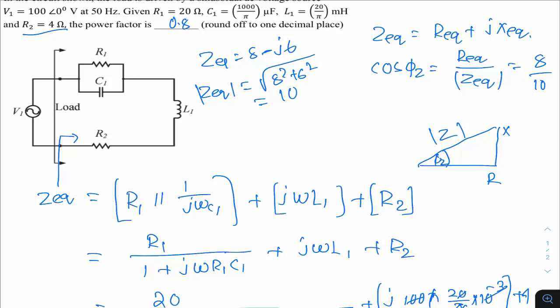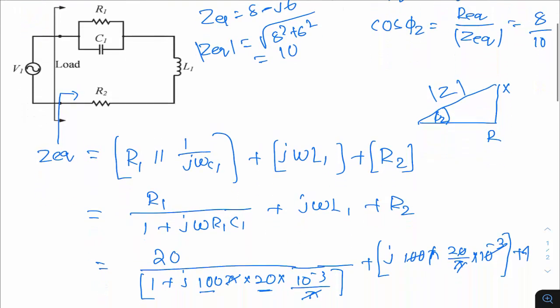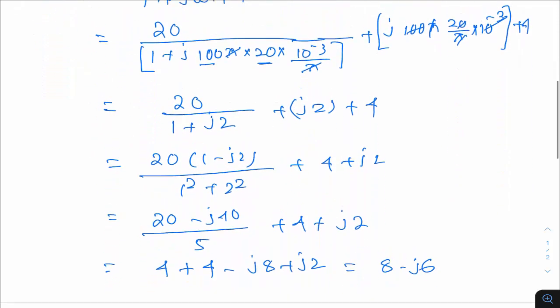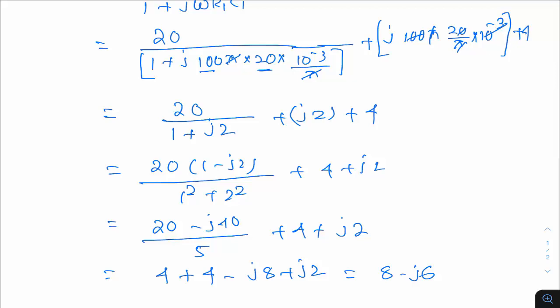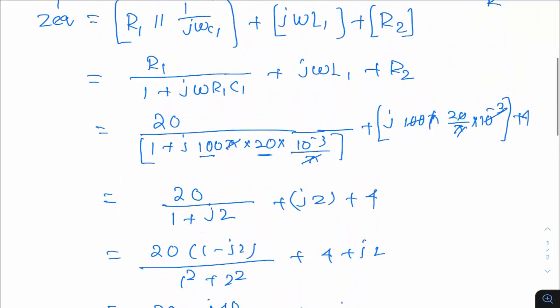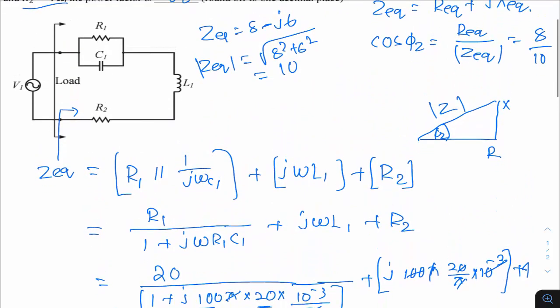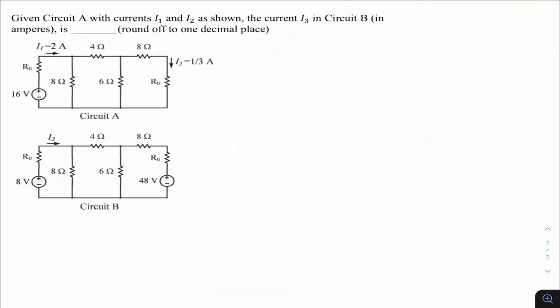So very simple. We have this simple RLC circuit. By finding its equivalent impedance, we are getting the value 8 minus j6. Then the power factor formula is R equivalent by magnitude of Z equivalent. So square root of 8 square plus 6 square is 10. So power factor is 8 by 10, which is 0.8. This question was asked in GATE 22 of instrumentation.